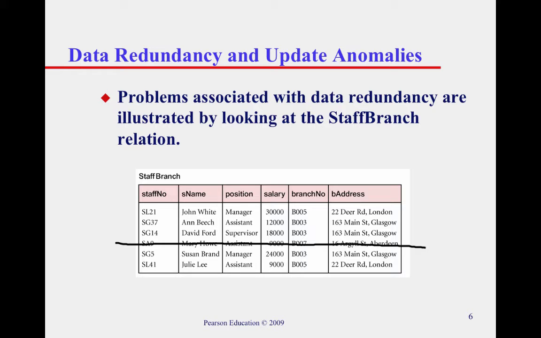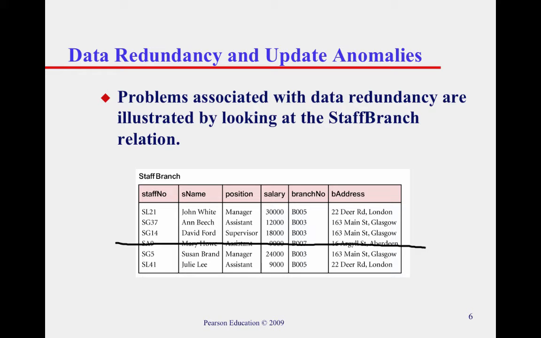And this is an extreme example. You normally wouldn't ever get to a situation where you deleted all staff associated with a branch, but you could certainly run into that problem with other relations that you form. So it just shows you that this particular relation is actually subject to multiple types of anomalies.